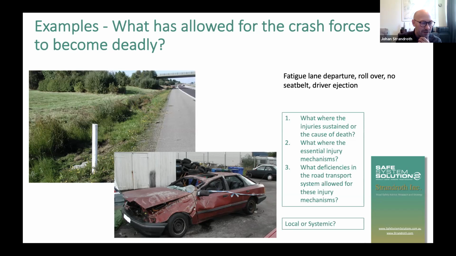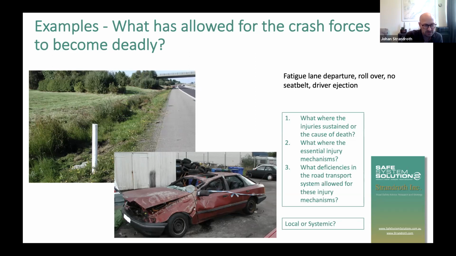Anyway, okay, so a bit further down, you can see some tracks, and the vehicle sort of got stuck in the mud. It started to roll, and then the driver got ejected. So we've talked about this: driver ejection, crushing injuries. So what were the deficiencies in the system that actually led to that? Well, we can pick a few, and one would be, I guess, obviously the seatbelt. Because had he worn a seatbelt, would he have survived? I would say yes.